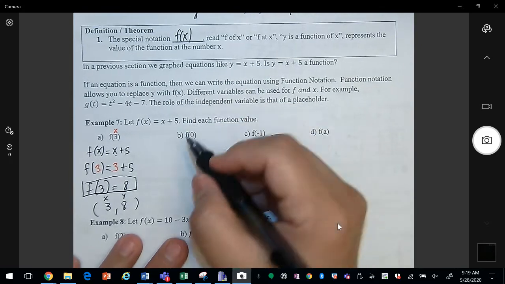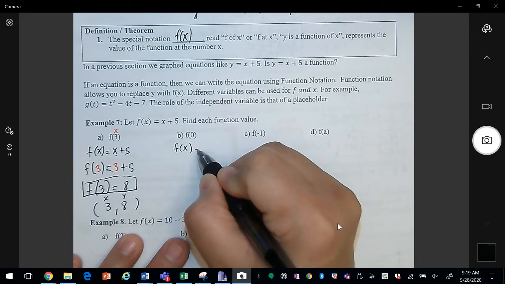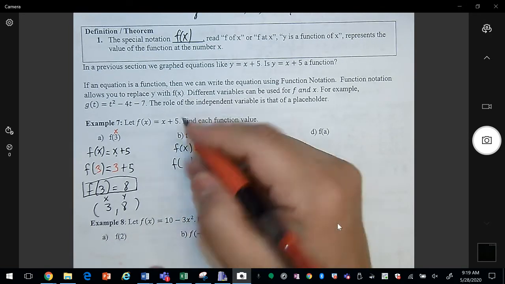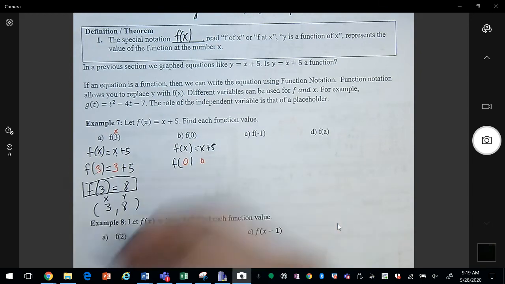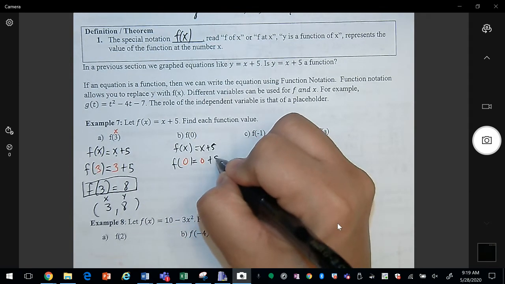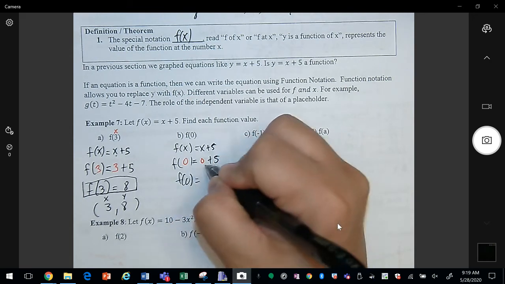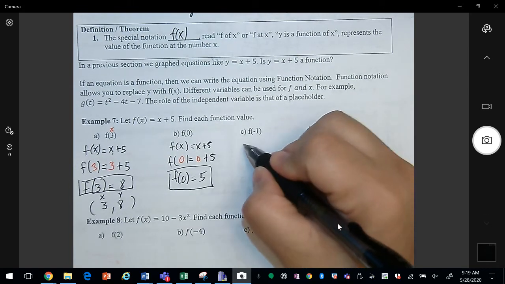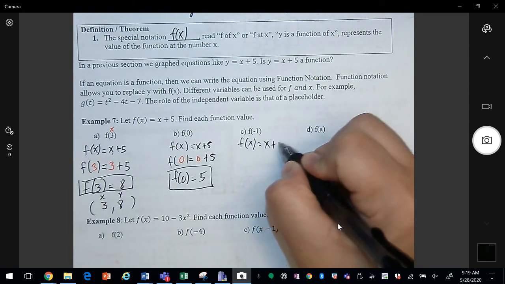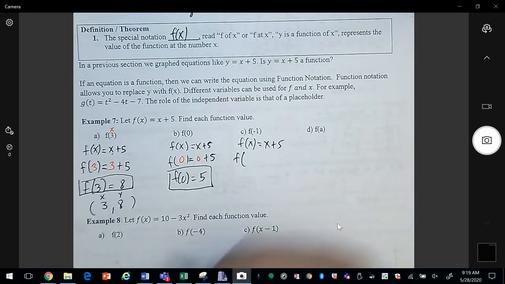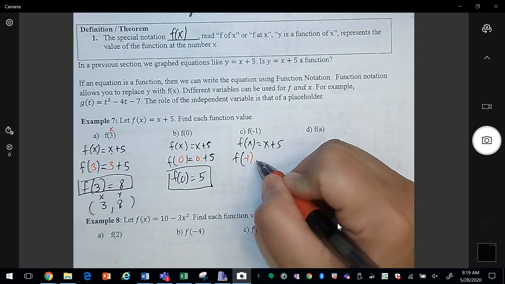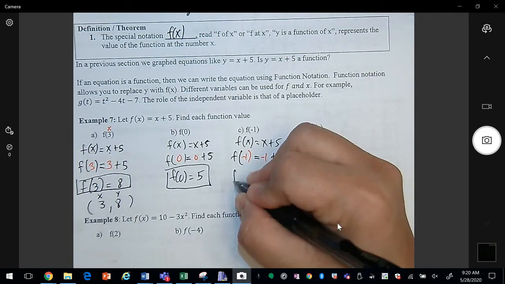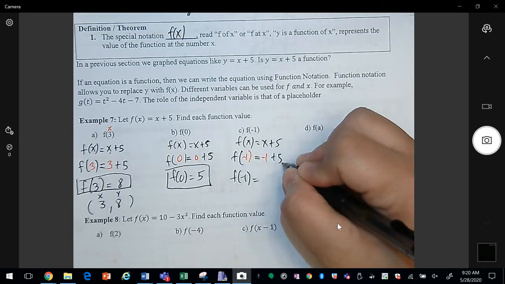So we find f of 0, same idea. In this case, what we're replacing for x is a 0. So anywhere you see an x, we're replacing it with 0. So f of 0, 0 plus 5 is 5. So my answer is 5. Same thing here. I'm replacing x with a negative 1. So f of negative 1 would be negative 1 plus 5, which is 4.